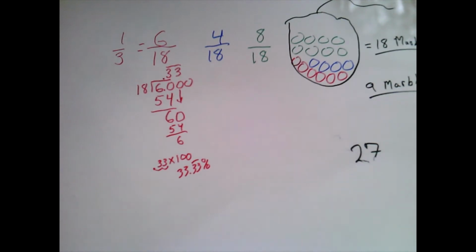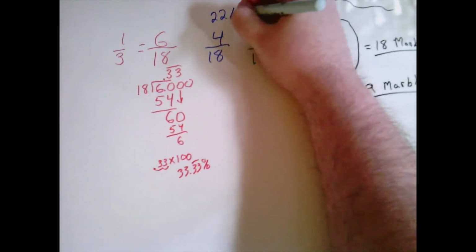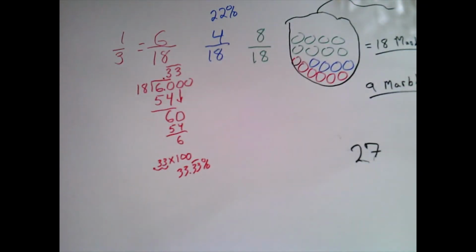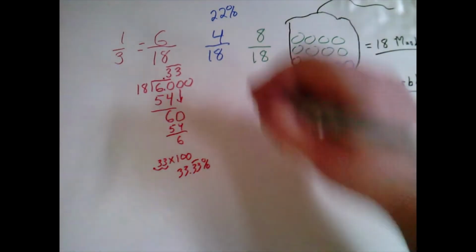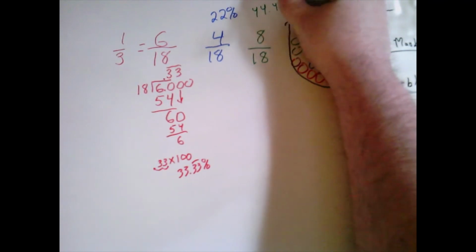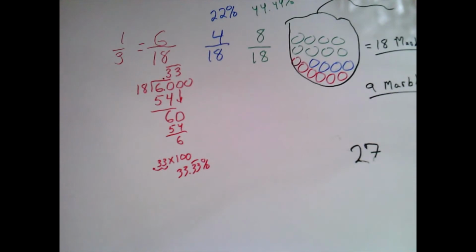All right, and after we do the math out, which I encourage you to do, you'll find the following. 4/18 will leave us with a 22.22% chance, actually. This is repeating. And 8/18 will leave us with a 44.44% chance, repeating as well. All right.